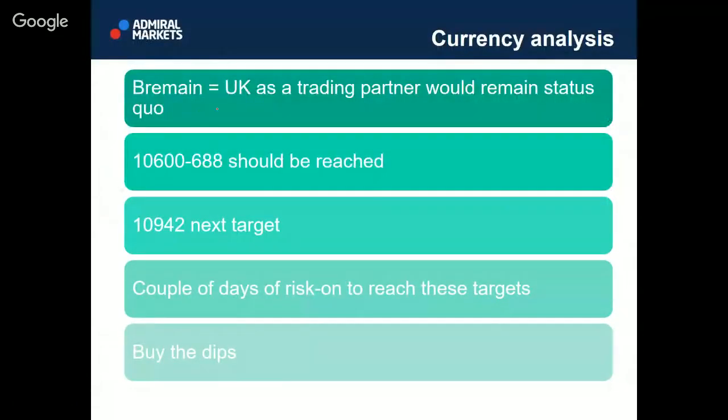If we see a Bremain, the UK as a trading partner would remain status quo. 10,600 to 680 should be reached. 10,942 is the next target. It will probably take a couple of days of risk on to reach these targets. So the scenario will be to buy the dip, okay? Buying into dips.